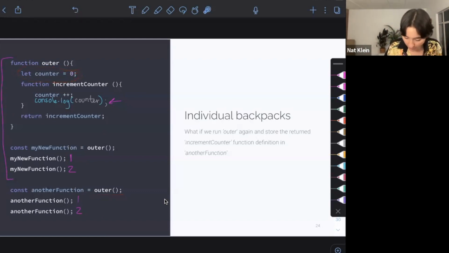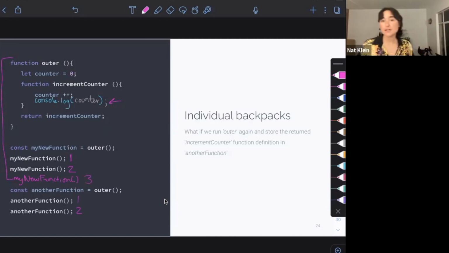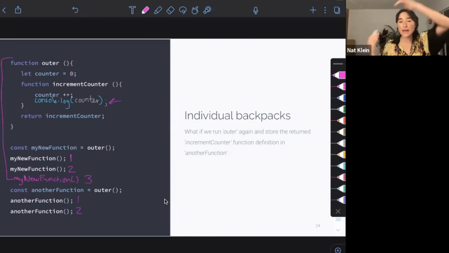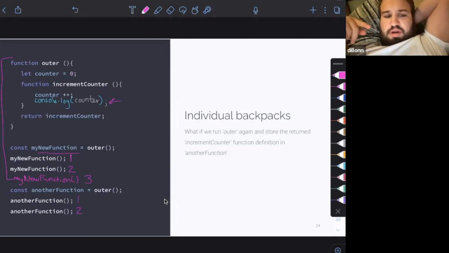So if we were to invoke my new function again here, then Dylan, what would I expect to be logged to the console here if I had that? 3. 3 in this case. Yeah, exactly. So it would be 3. But the point here is that when we invoke our outer function again and store it in a new label, a whole new fresh backpack gets created that has nothing to do with the backpack that was created and attached to my new function. So that's the important.